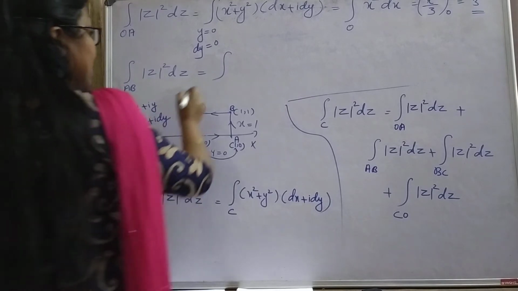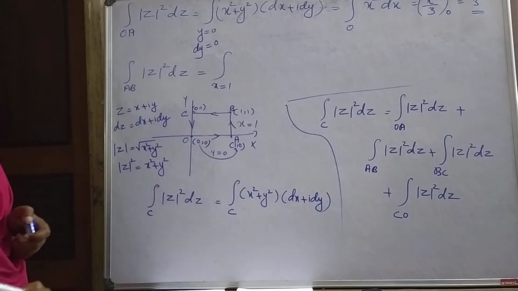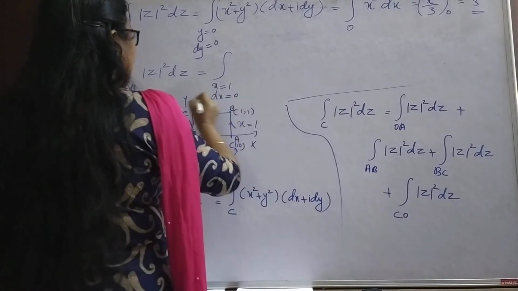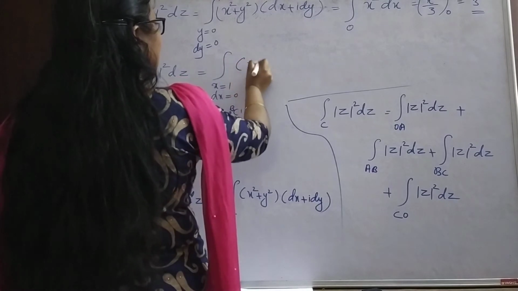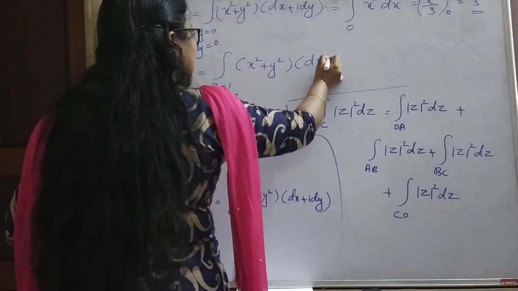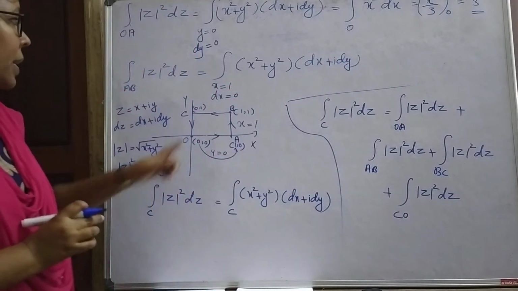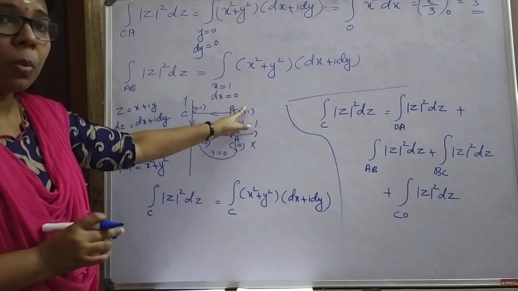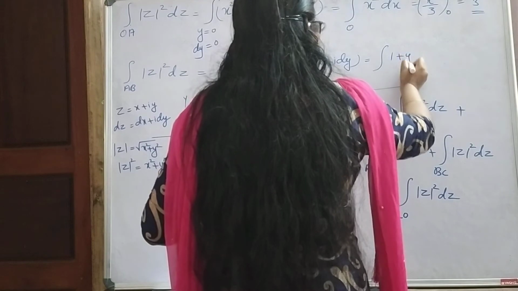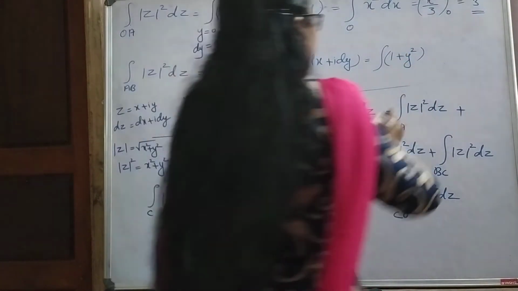On AB, x equals 1. X equal to 1 means dx equal to 0. Then |z|² is x² plus y², and dz is dx plus i dy. Now substitute x as 1 and dx as 0. Now we get the integral of (1 plus y²) times (1 × 0 dx plus i dy).